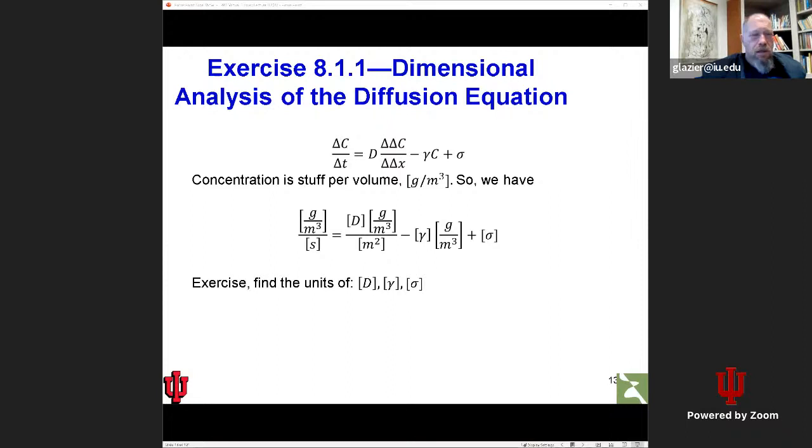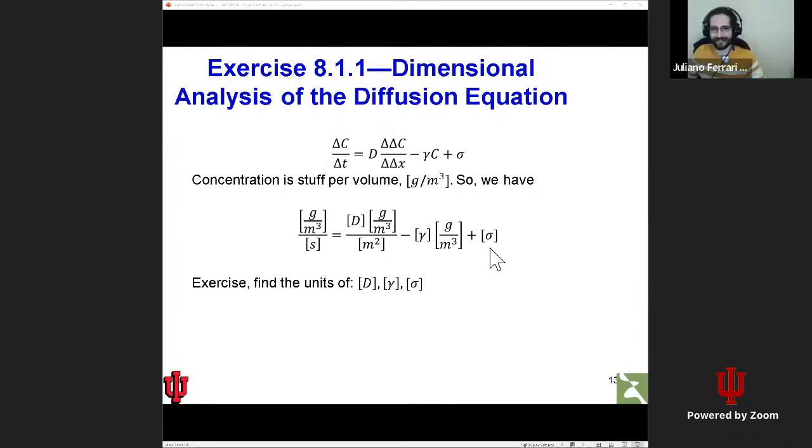So I think this must be Giuliano's slide, right? Yes, it is. Stuff per volume, it sounds like Giuliano. So let's take the sigma, the rate of secretion. What are the units of sigma?